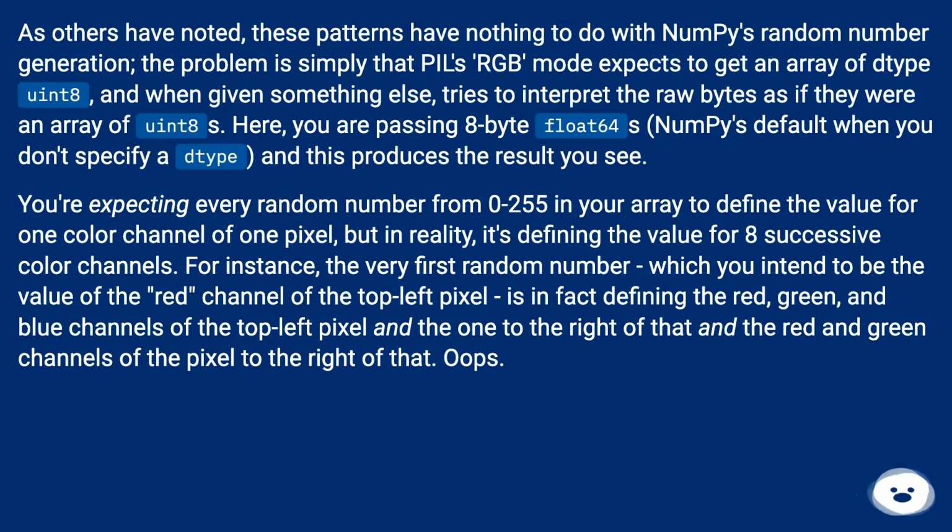For instance, the very first random number, which you intend to be the value of the red channel of the top left pixel, is in fact defining the red, green, and blue channels of the top left pixel and the one to the right of that, and the red and green channels of the pixel to the right of that. Oops.